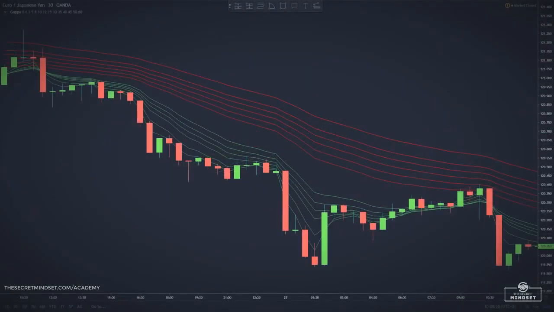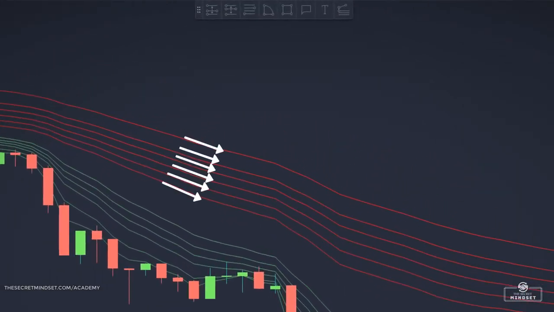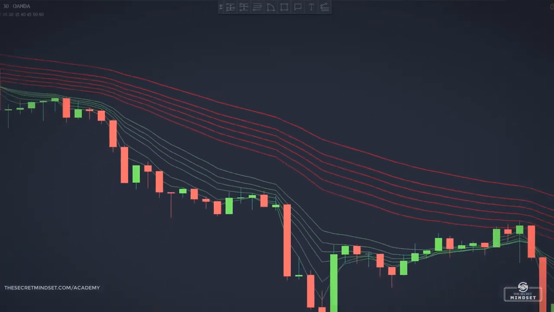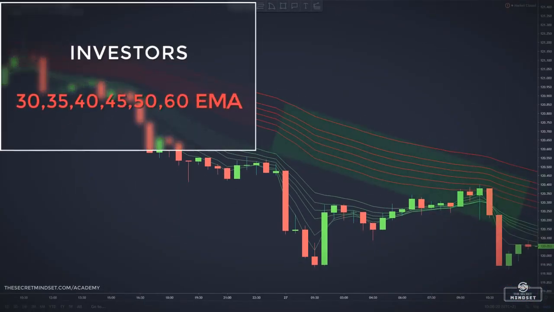Strong trends are supported by long-term investors. These are the true gamblers in the market because they tend to have a great deal of faith in their analysis. The investor takes more time to recognize the change in a trend. We track the investor's activity by using the 30, 35, 40, 45, 50, and 60-day exponential moving averages.